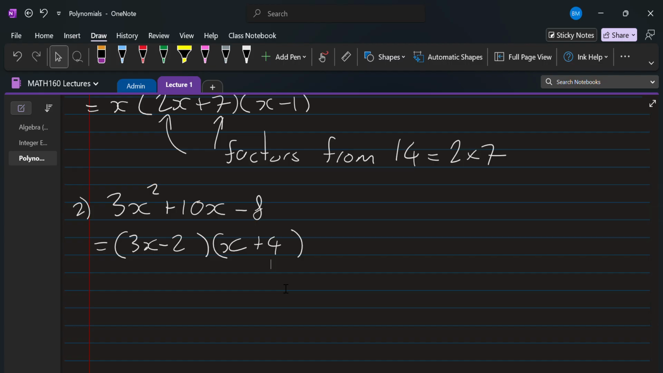Well, the first one's quite easy. We want 3x squared. So if we're writing this in the 2 brackets here, then we need a 3x, of course. And then we need an x. So what's left?